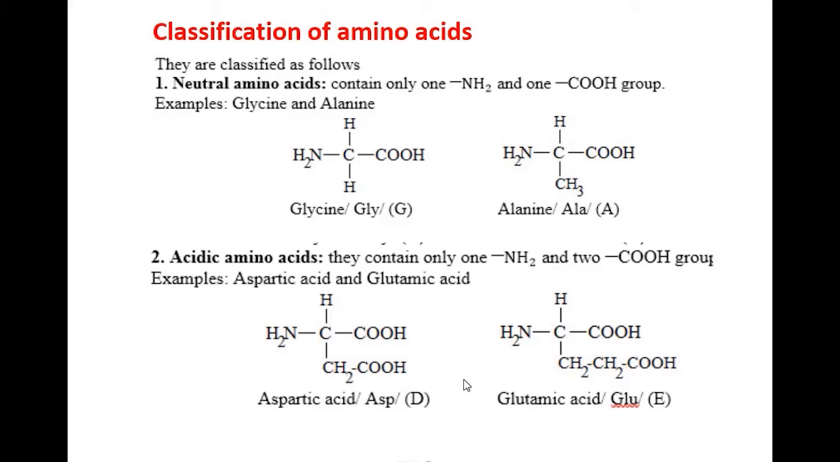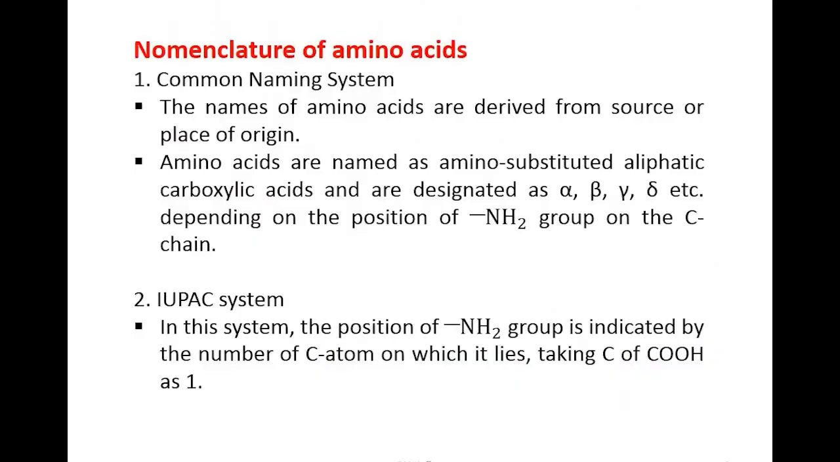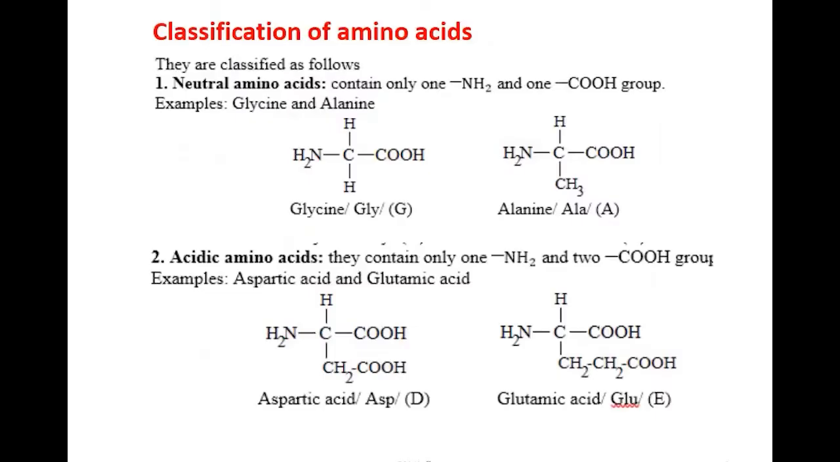Acidic amino acids, just opposite to that, contain only one NH2 group and instead have two COOH groups. Examples are aspartic acid and glutamic acid. We can see here they have one NH2 group but two COOH groups. Here also two COOH groups, and here also. But we have just one NH2 group here, and just one NH2 group here.